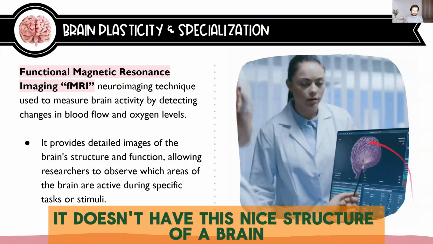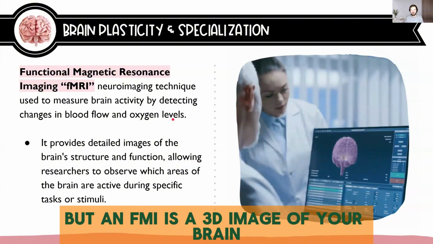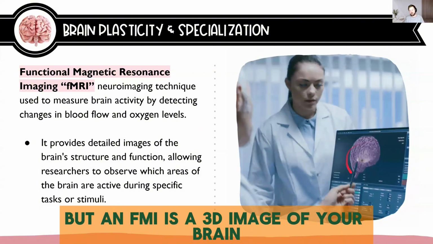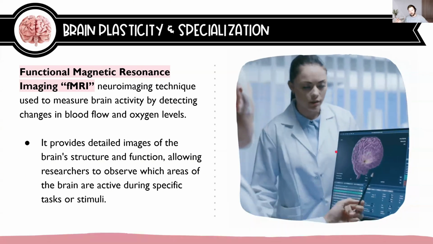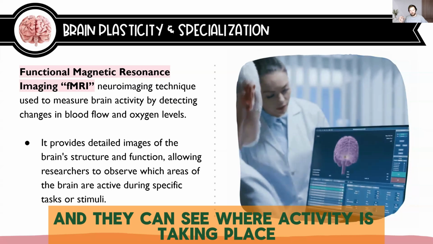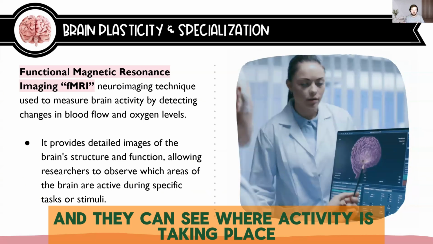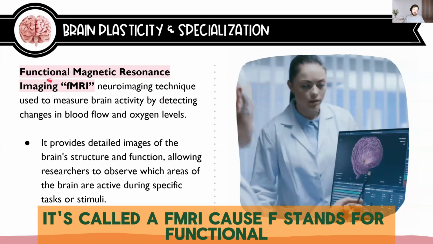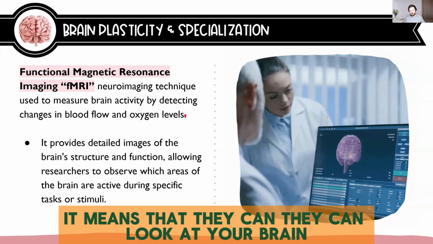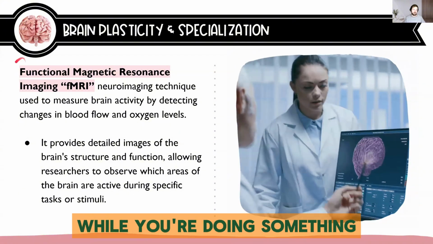It doesn't have this nice structure of a brain, but an fMRI is a 3D image of your brain lit up on some guy's computer, and they can see where activity is taking place while you're doing a certain task. It's called a fMRI because F stands for functional. It means that they can look at your brain while you're doing something.